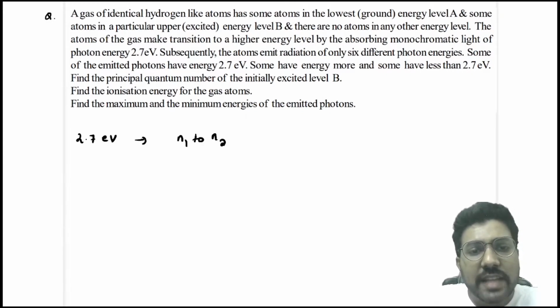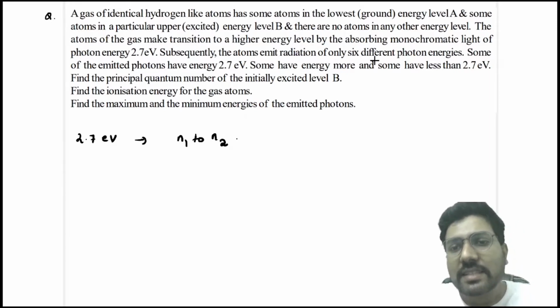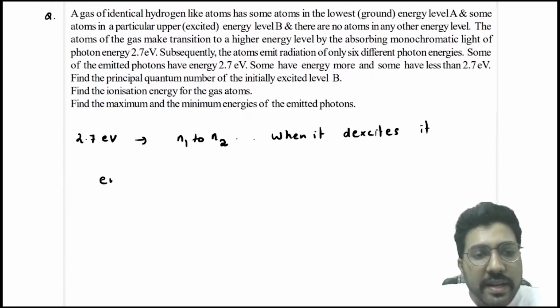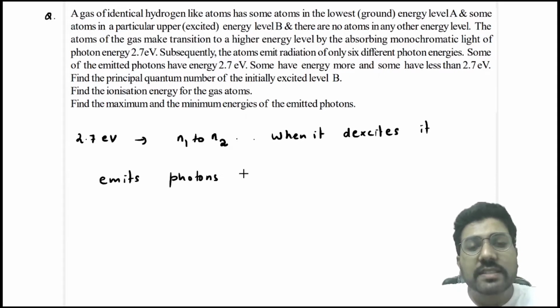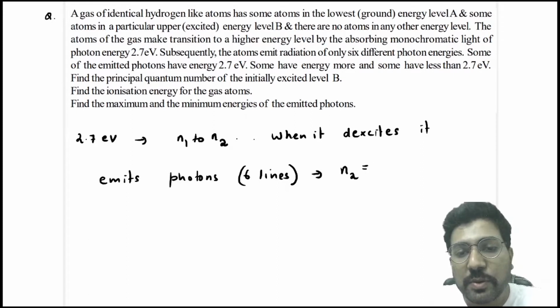They have not given you the states. The atoms emit radiations of only 6 different photon energies. So what they are saying is when it de-excites, it emits photons of 6 wavelengths. That means 6 lines. We have done so many questions now. So if 6 lines are seen in the emission spectrum, or 6 photons are emitted, or 6 wavelengths are emitted, then N2 has to be equal to 4.